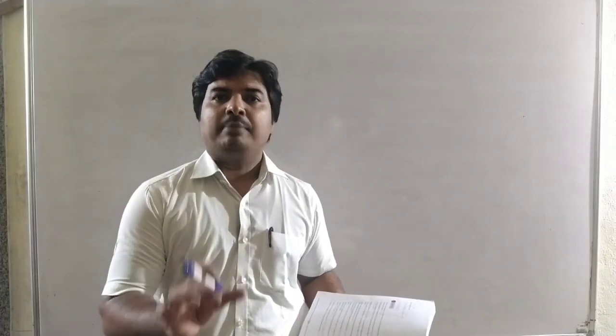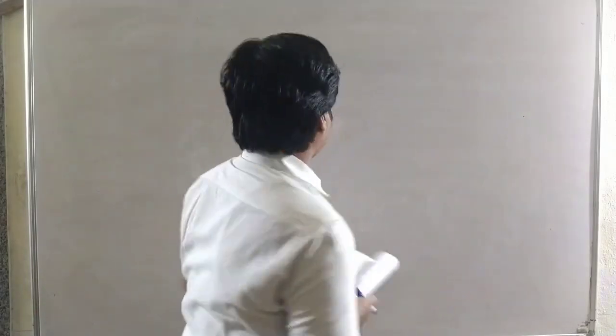Now we see the examples in the exercise 6.3. It is the equation of plane passing through point and parallel to the two vectors. Okay, yeah. Example number 9.